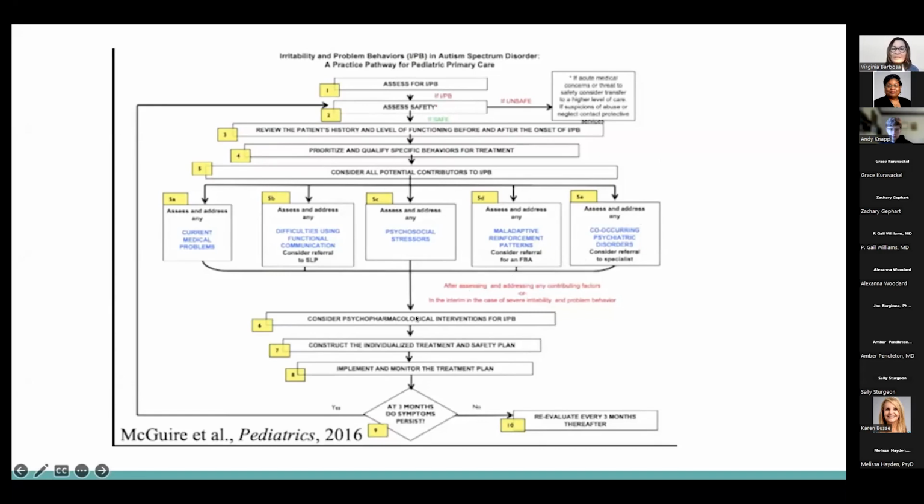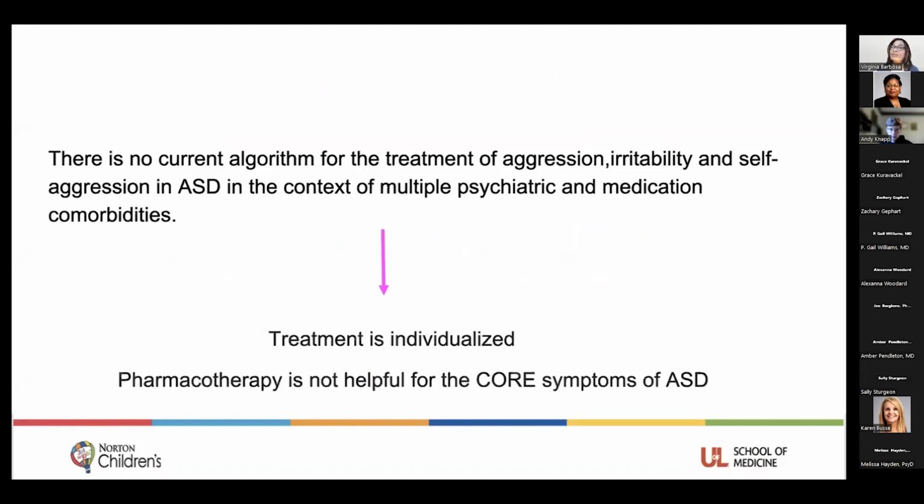Consider pharmacotherapy for irritability if the other resources are not available, or if they are not reaching the goal that we would like. And then, of course, develop a treatment plan and a safety plan in those situations. There is no algorithm for the treatment of aggression, irritability, and self-aggression to this date, because it's a complex illness with multiple psychiatric conditions and multiple medical comorbidities, and that limits the ability to develop an algorithm. The treatment is highly individualized.